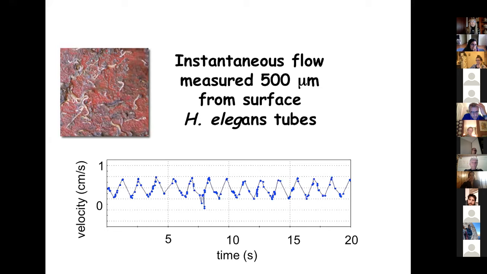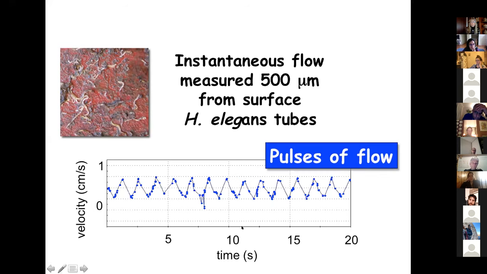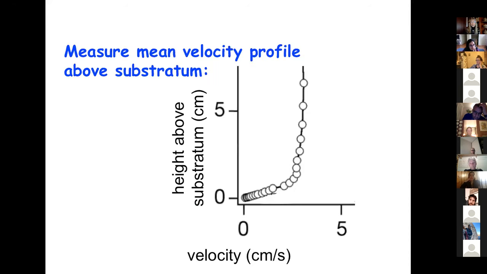This is instantaneous flow measured 500 microns from a surface of tube worm tubes, an early fouling community. So its velocity is a function of time. And the thing to notice is even that close to the surface, we see pulses of flow as those waves go by. We can also measure mean velocity profiles above the substratum. And so we've got a characterization of the fine scale flow just within a few centimeters of the surface.